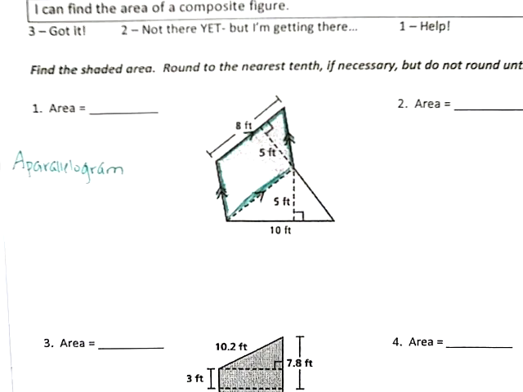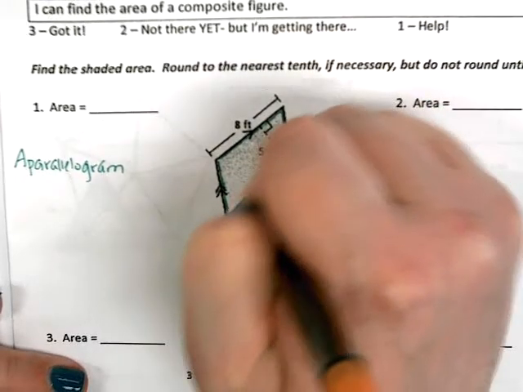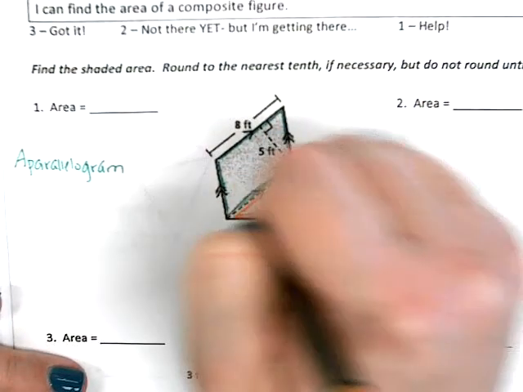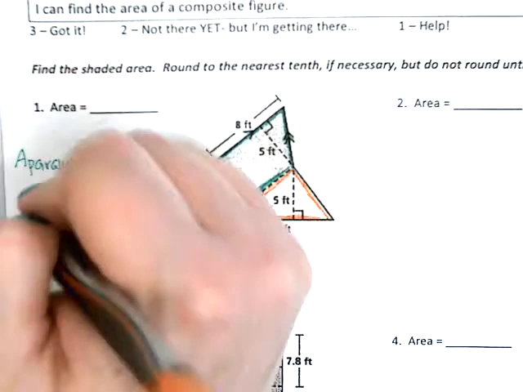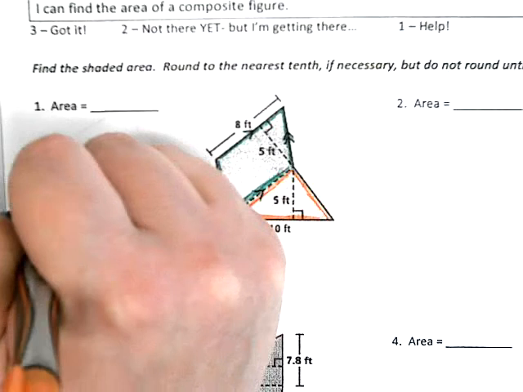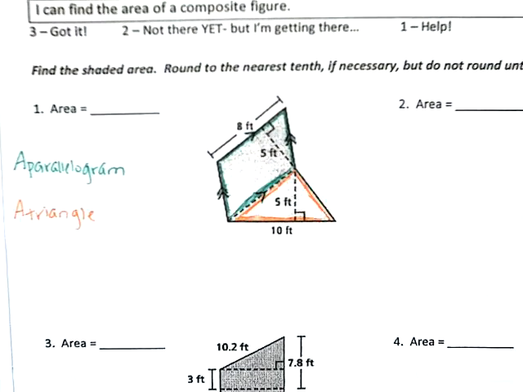And then I also see in this figure, and hopefully you do too, that there is a triangle left over here. So the orange figure here is a triangle. Those two figures are just next to each other, they're connected, so we're just going to find the area of both of those and add them together. Alright, so let's start with the parallelogram.